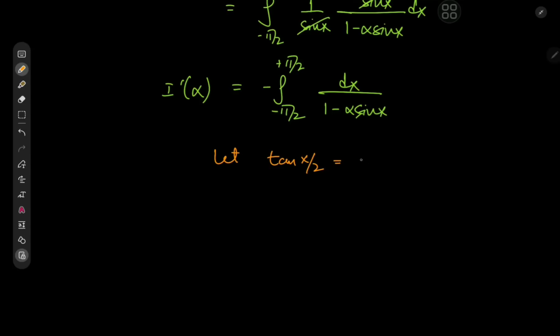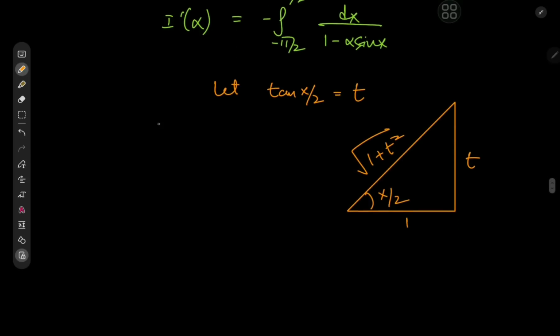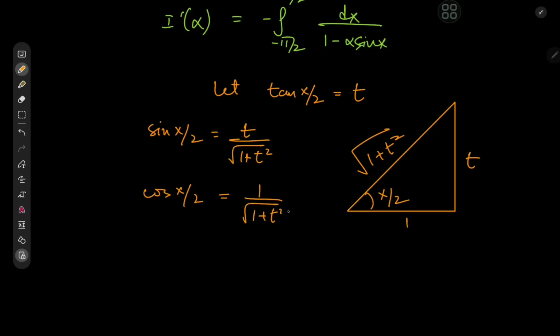tangent x by 2 equal t, which implies a lot of stuff. First up, we do need a right angle triangle, so pretty cool. So the acute angle here is x by 2. We have t here as the perpendicular. The base is 1. So the hypotenuse is root 1 plus t squared. So we can get the sine and the cosine functions of x by 2. Sine x by 2 is t divided by root 1 plus t squared. And cosine x by 2 is 1 divided by root 1 plus t squared.